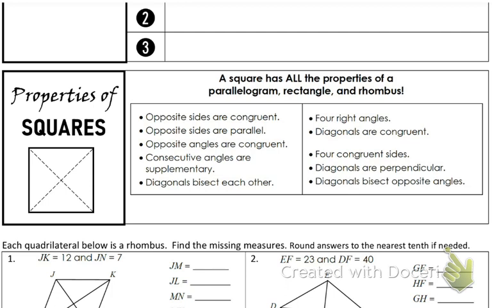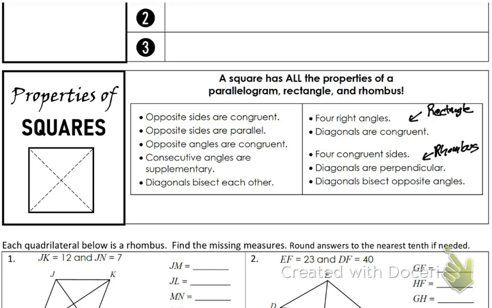That means every rule that we've learned so far applies to a square. A square has opposite sides that are congruent. Opposite sides are parallel. Opposite angles are congruent. Consecutive angles are supplementary. Diagonals bisect each other. That's from being a parallelogram. Then we can add to it, 4 right angles and diagonals are congruent. That comes from the fact that it is a rectangle. And then we can say all 4 congruent sides, diagonals are perpendicular, diagonals bisect the angles. We get that from the fact that it's a rhombus.